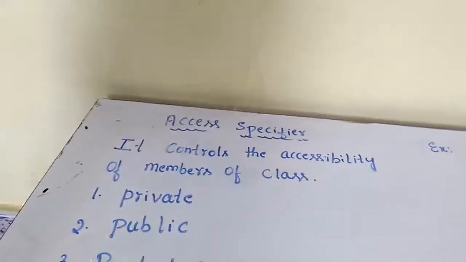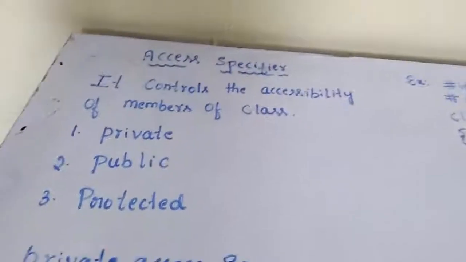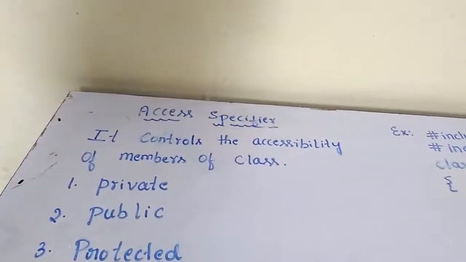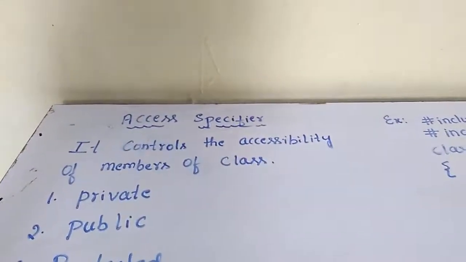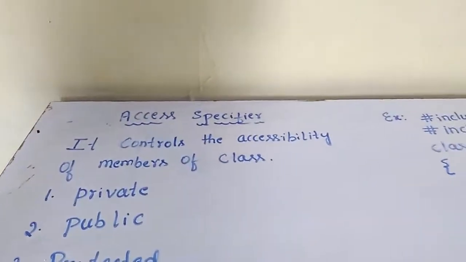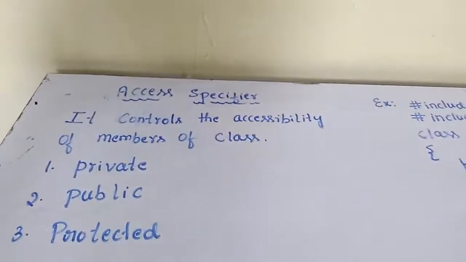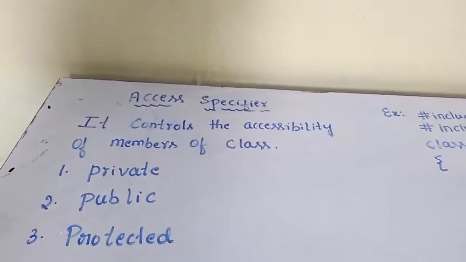In this class, let us learn about access specifiers. So what is meant by access specifier? It controls the accessibility of members of a class. How far you can access those members depends on the access specifier you defined. If you take a member in a private section, up to where can you access that private member, or if it is a public member, up to where can you access that, or protected also.